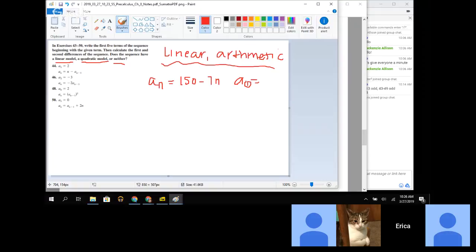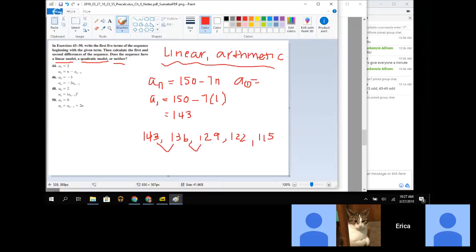All right, so if I wanted to write the first 5 terms of the sequence, you're literally going to say a sub 1 equals 150 minus 7 times 1. So the first term of your sequence is 143, right? The second term of your sequence would be a sub 2. So it would be 150 minus 7 times 2. So that's 136. Your next term is 129, then 122, then 115.